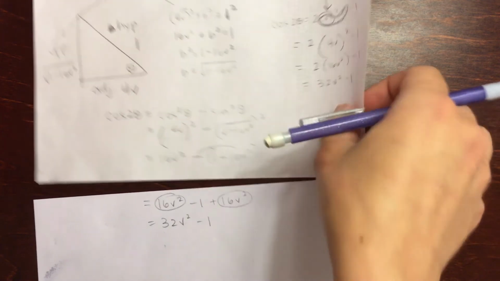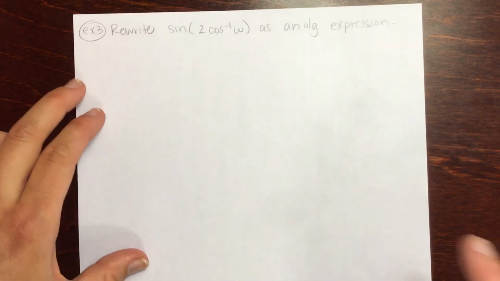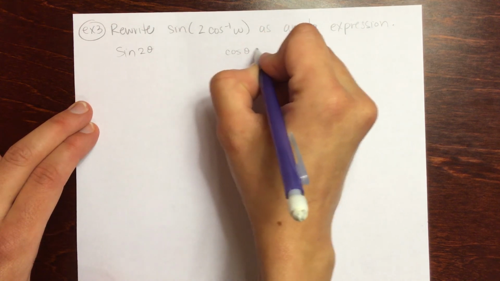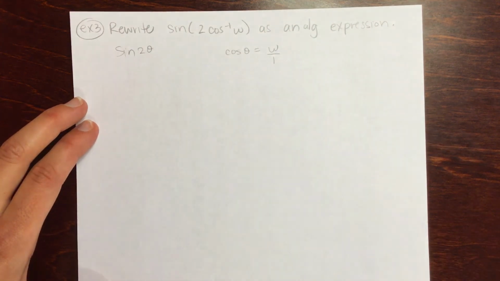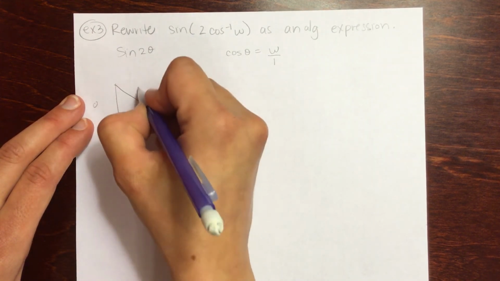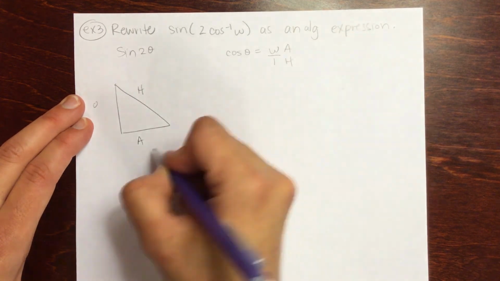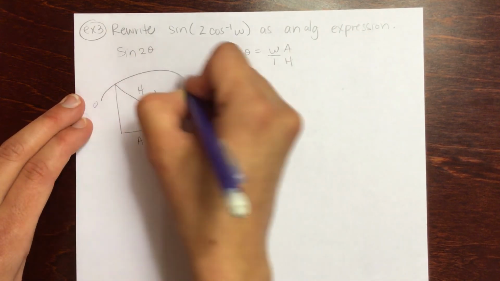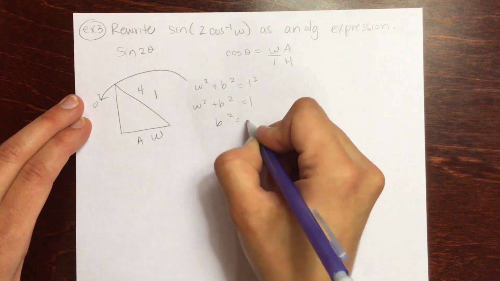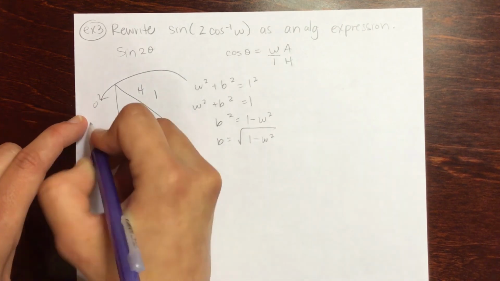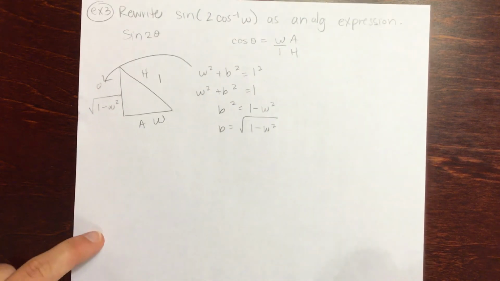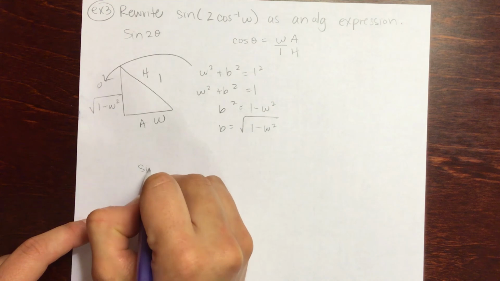All right, let's do one last example back to sine 2 theta. So I am looking for sine 2 theta, and they tell me that the cosine theta fraction is w over 1. Draw your triangle, label the sides. This is the CA fraction. Now that I've got my triangle set up, I need to write out the sine 2 theta identity.